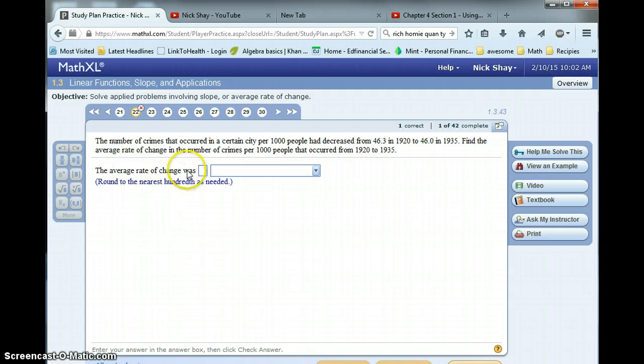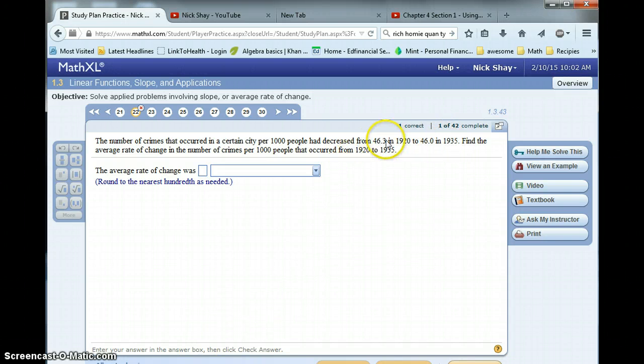It says the average rate of change was. This is something you should be looking out for. Whenever you see average rate of change, you know that you're going to be working with the slope. And then the other thing that is important for these types of problems is whenever you see time, like 1920 or 1935 are years, these are going to be x values.